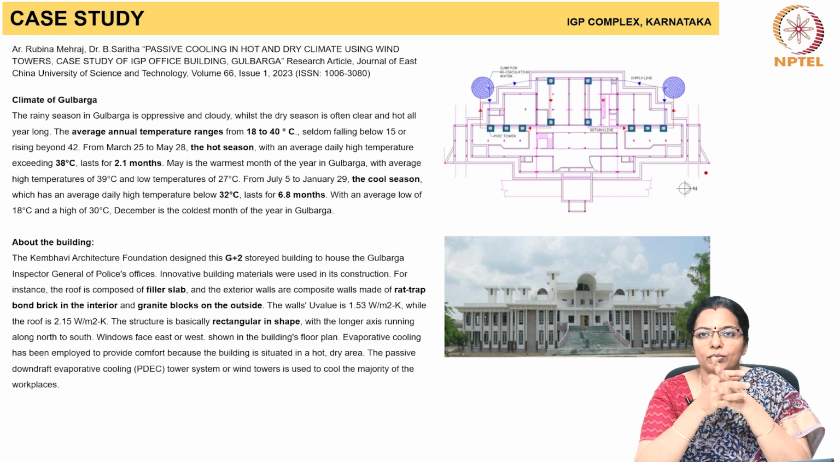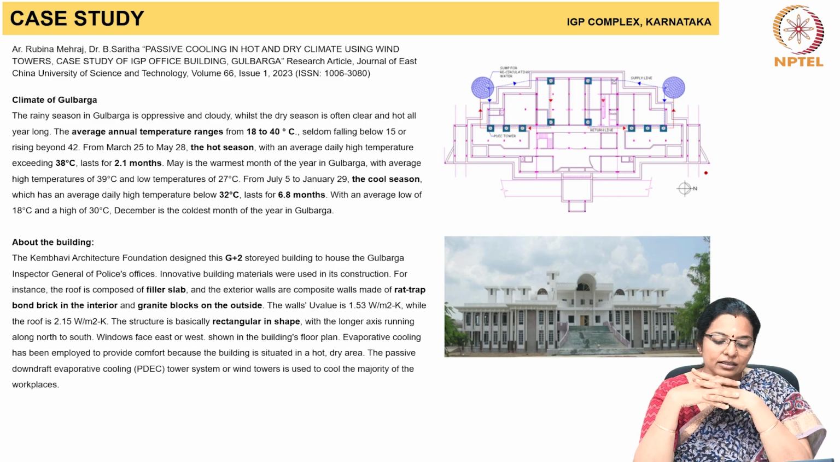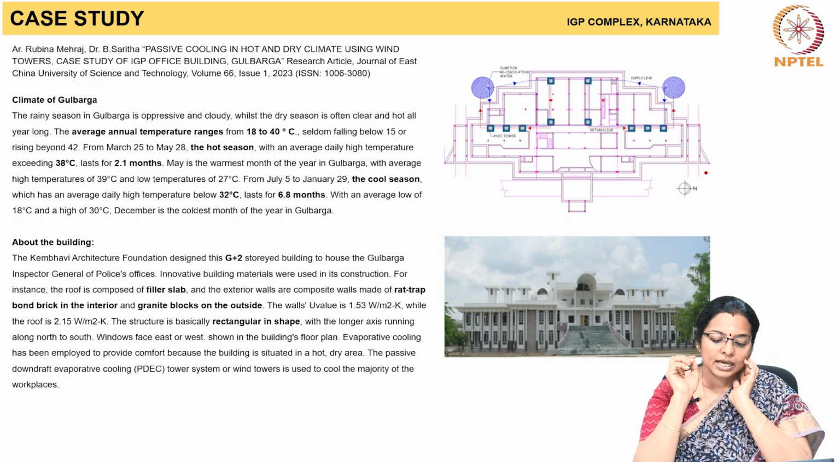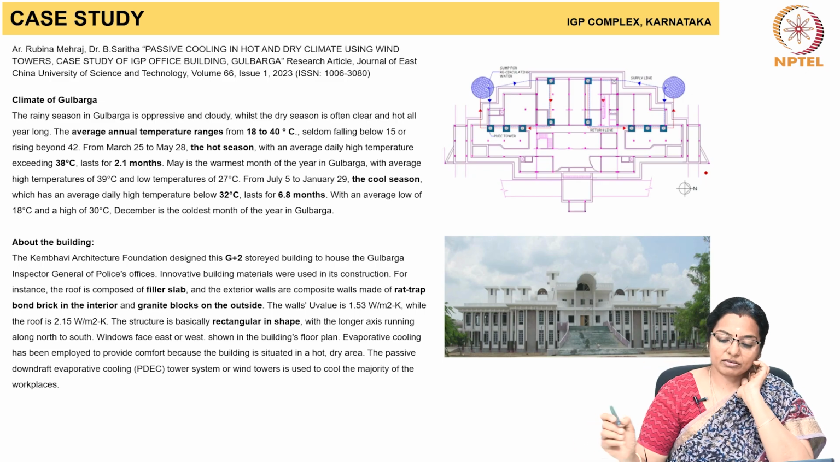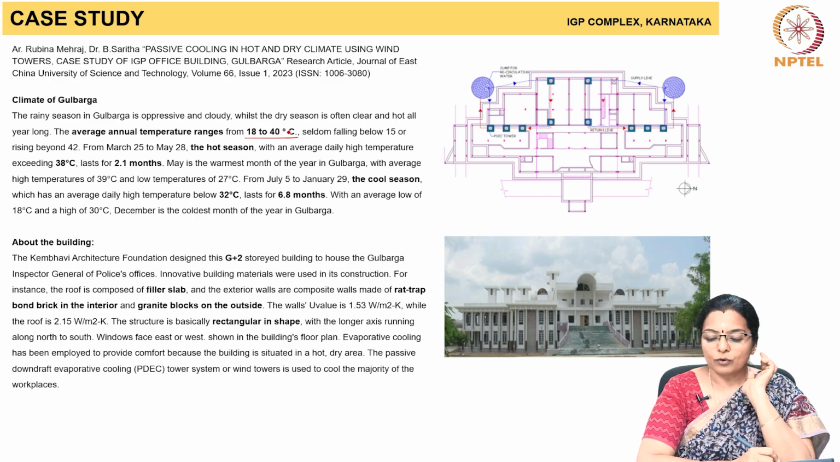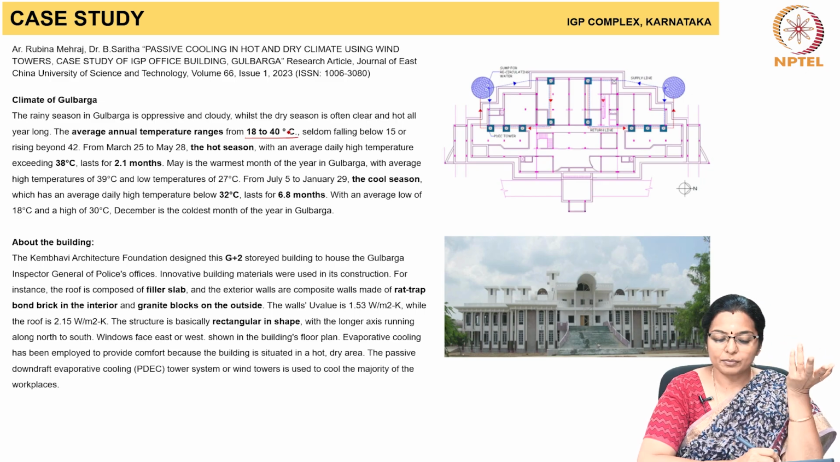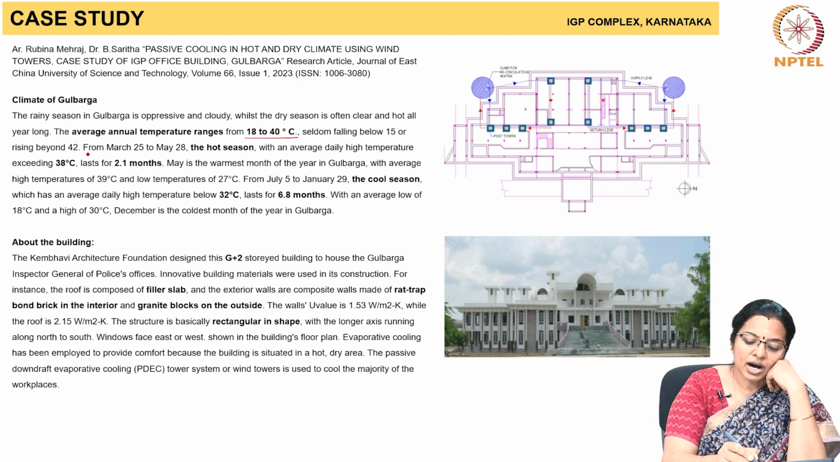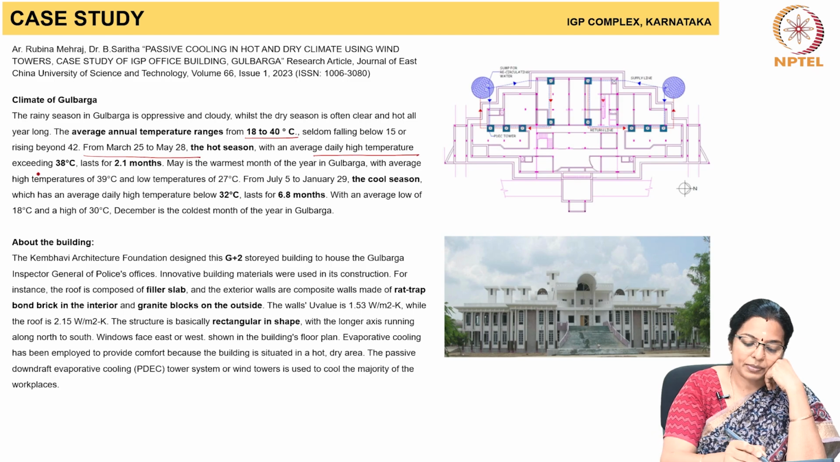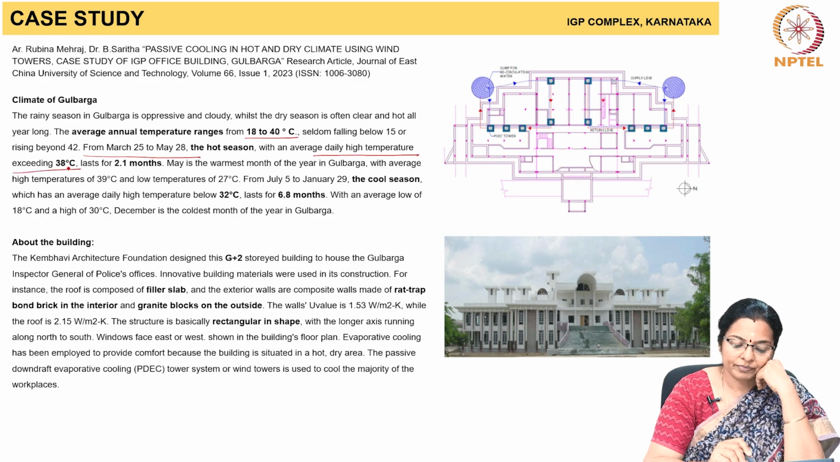So, the climate of Gulbarga has a rainy season which is oppressive and cloudy, but it has a dry season which is often clear and hot for a long period of time. The average annual temperature ranges from 18 to 40 degrees centigrade and seldom falls below 15 or rises beyond 42. March to May is the hot season with an average daily high temperature of 38 degrees centigrade. This lasts for about 2 months.